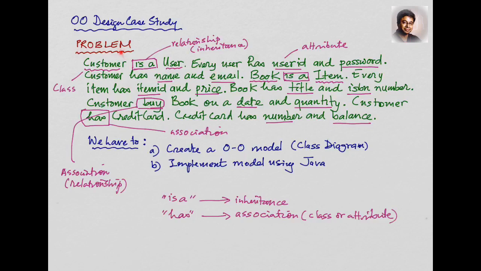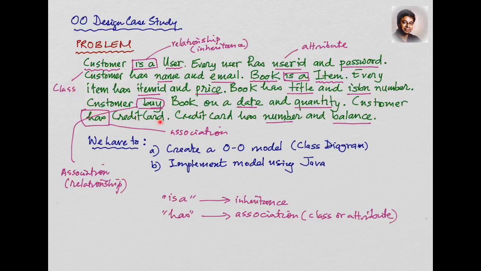For example, take a look at this problem. Customer is a user. Every user has user ID and password. Customer has name and email. Book is an item. Every item has item ID and price. Book has title and ISBN number. Customer buys book on a date and quantity. That means customer buys a specific number of books on a particular date. Customer has credit card. Credit card has number and balance.